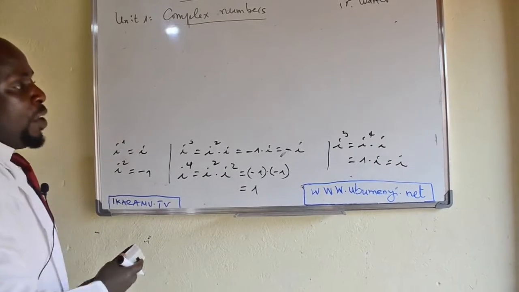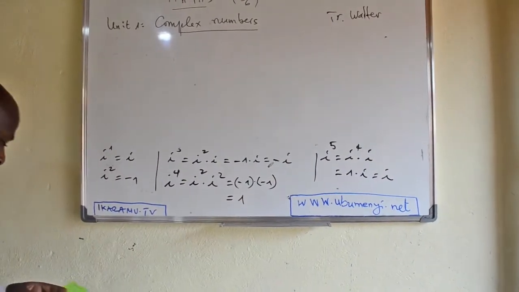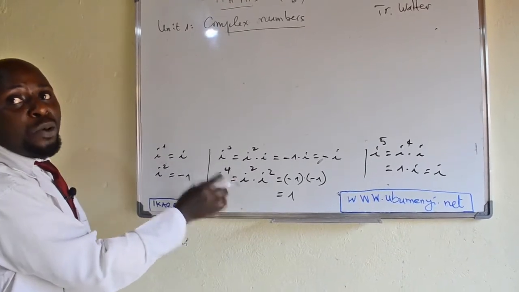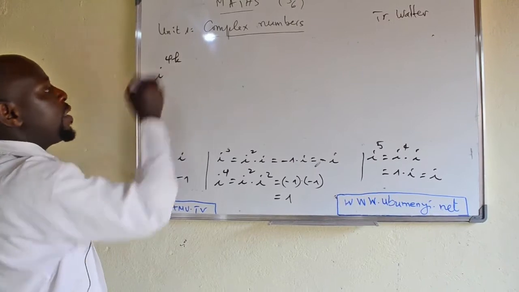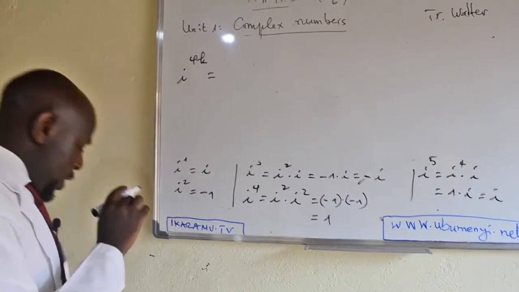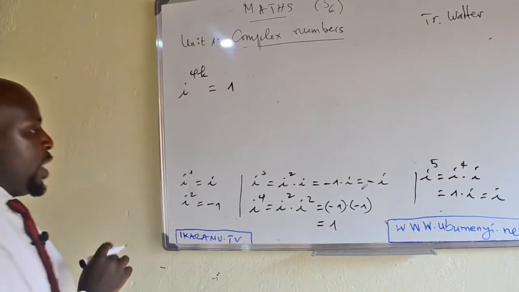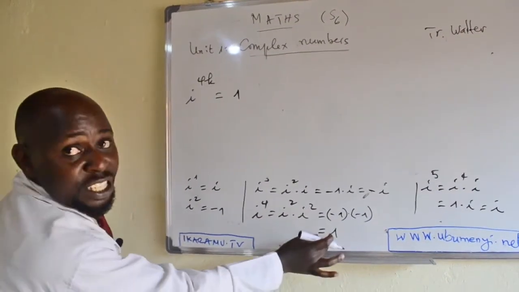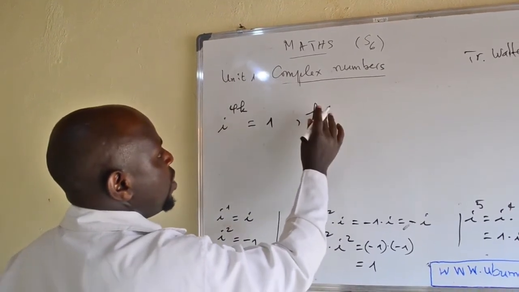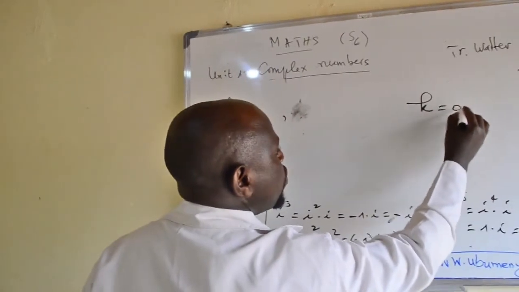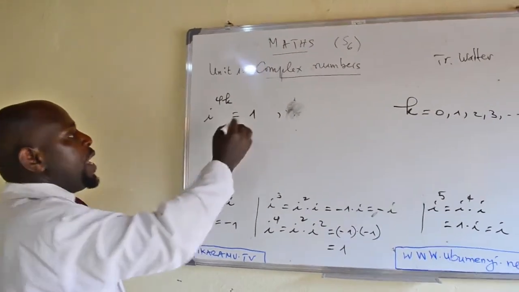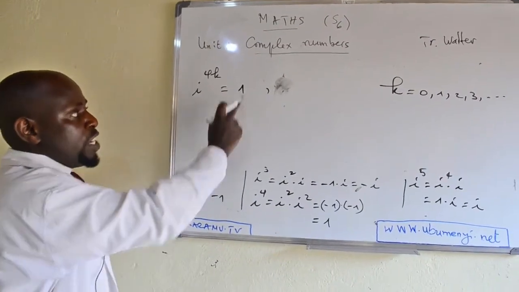If you can see the work we have done so far, we can see now the power of I. It can always work within the multiples of 4. So if we have I power 4k, this will be equal to 1. A good example is I power 4, which we have seen is equal to 1, meaning that k was 1. Here k can be 0, 1, 2, or 3, etc. We can have different values of k. So if k equals 1, we have I power 4, which is equal to 1.